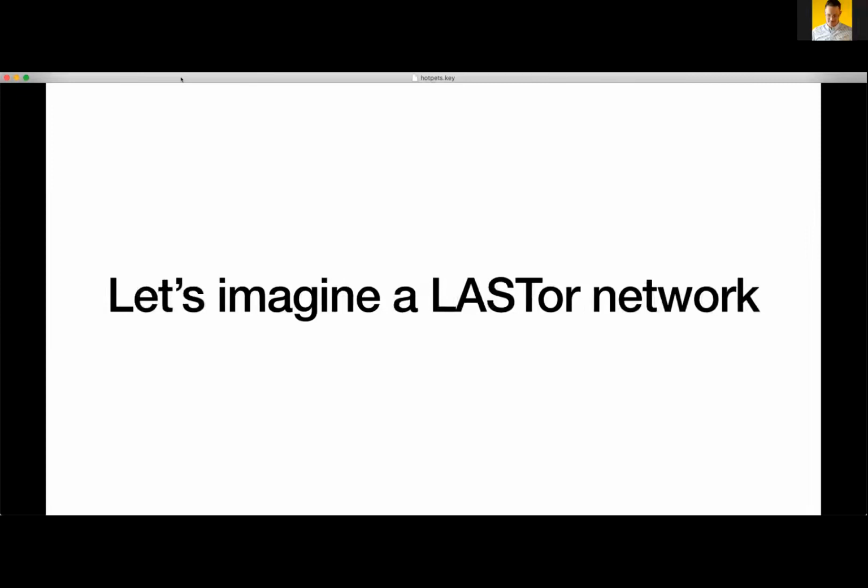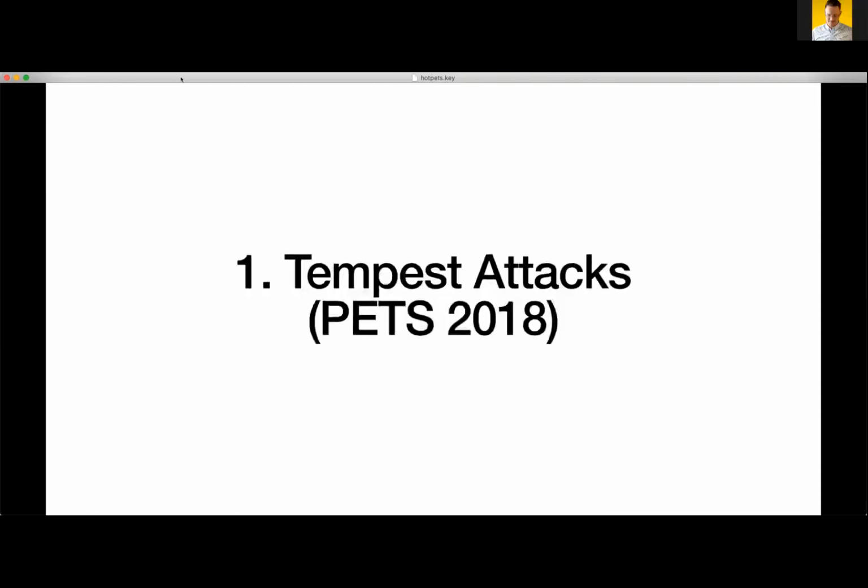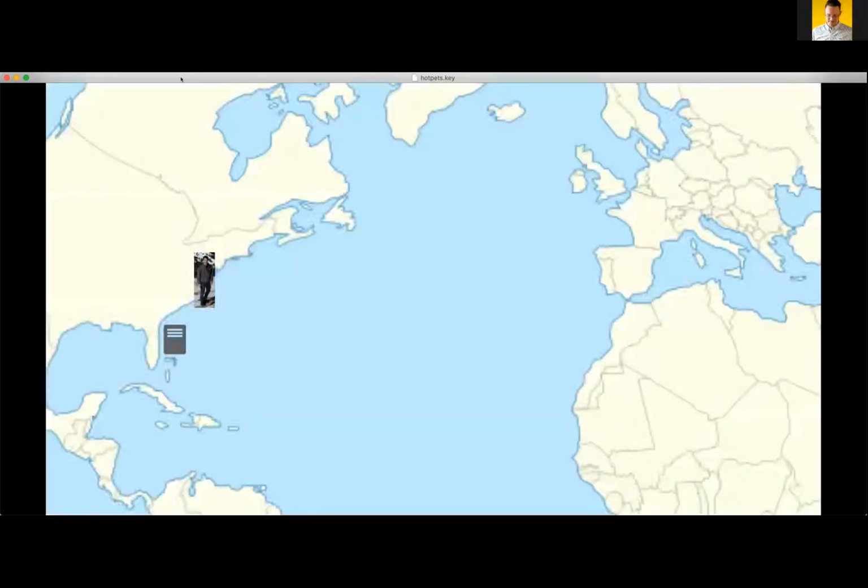So I'm going to go through these examples with LastTor, although I'm not trying to pick on LastTor explicitly. These problems apply to most location-aware path selection algorithms. We'll start with something called a tempest attack, or a time-based attack, which was presented 2 years ago at HotPETS.